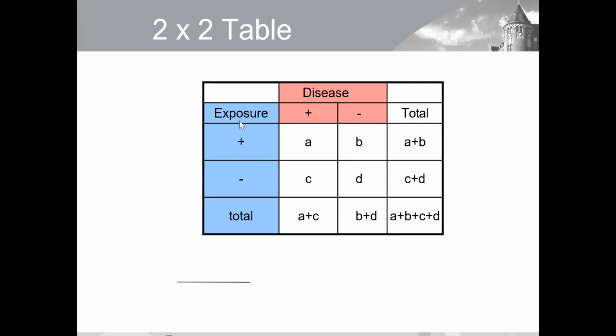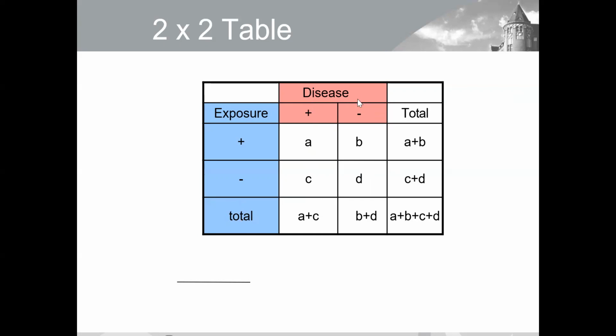So in terms of those who are exposed, remember, it's not always 100% that if you're exposed, you're going to develop the disease. Some will develop the disease and others will not. The same, you can have people without the exposure of interest developing a disease, while others will not develop the disease. And then you have your total here.